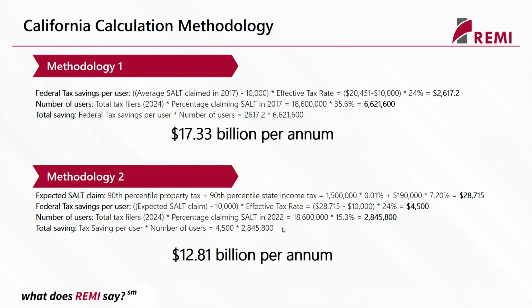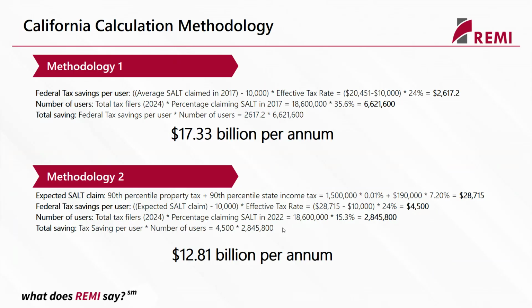So in California, in both methodologies, we determined the federal tax savings per user and the total number of users of SALT. For the federal tax savings, we used the 2017 average of SALT claim, subtracted it by 10,000, then multiplied it by 24%. For the total number of users, we multiplied the total tax filers in 2024 by the percentage claiming SALT in 2017, which resulted in a $17.33 billion per annum savings for consumers.